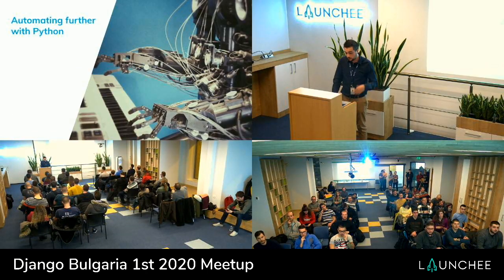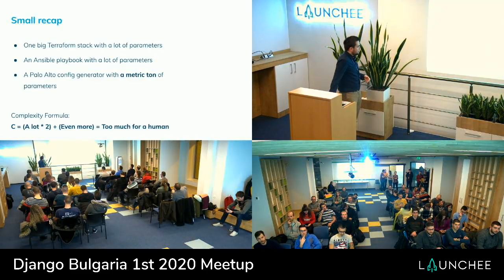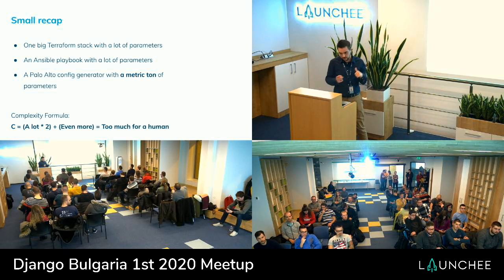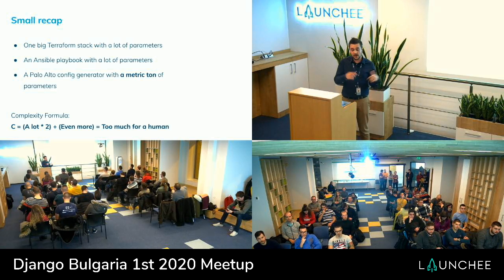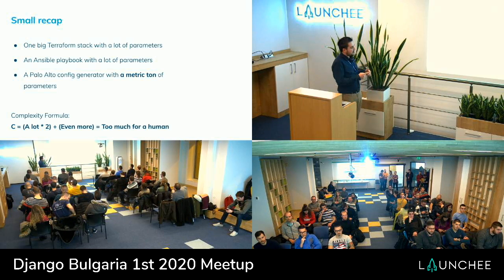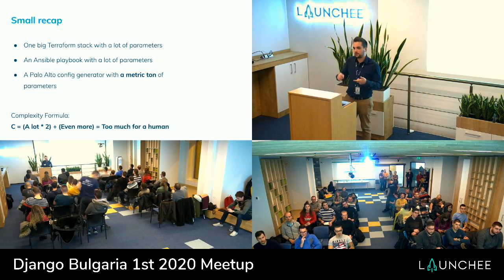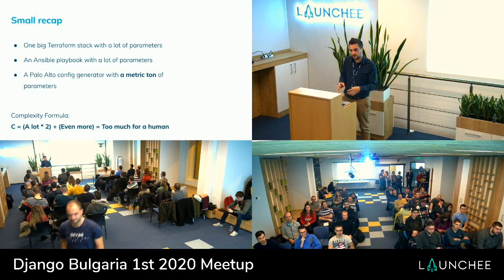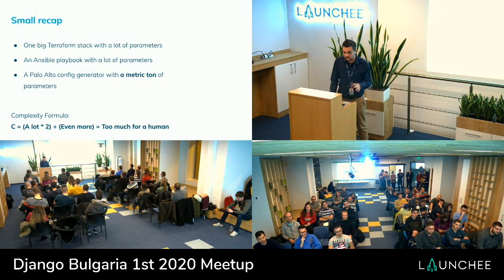So now let's automate things with Python, as we have all the tools to have our Transit VPC created. We have one big Terraform stack with a lot of parameters. I'm talking about subnet CIDRs, so the IP ranges. We have to take care of the SSH keys that we are going to inject in the devices. All of that stuff is going to be needed to create a Terraform stack. And we're talking about around 200 parameters.